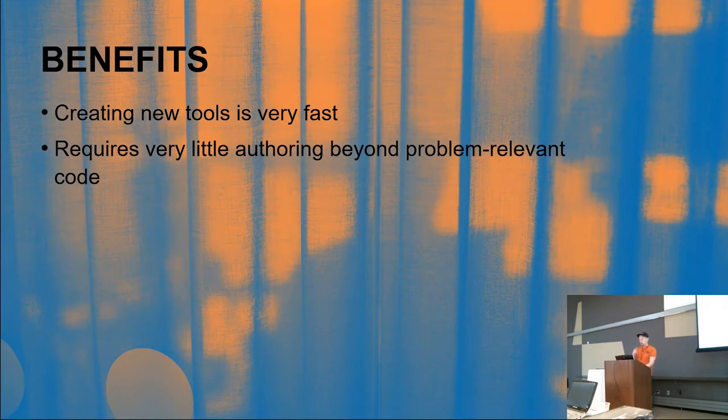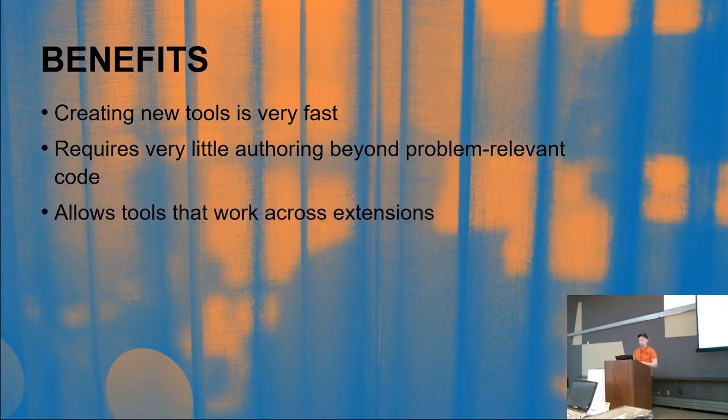It requires very little authoring beyond problem-relevant code. So I just wrote code that did the split. I decided what I wanted it to look like, where I wanted it to go, and I decided who's going to have this functionality, and that was it. I didn't actually write the animation again. I didn't handle properties and picking and all that stuff. I didn't need to. I just wrote the specific splitting in this case.